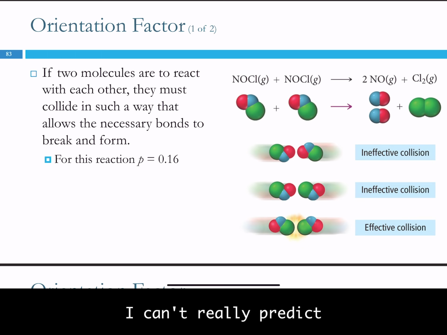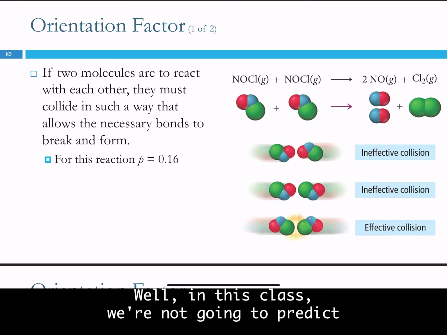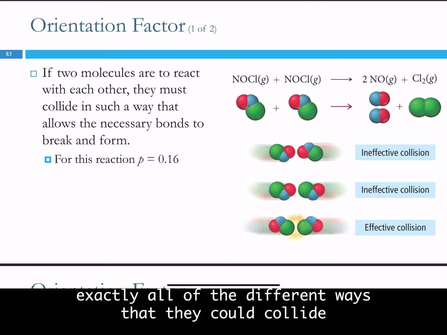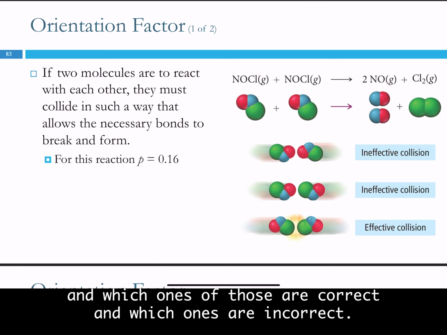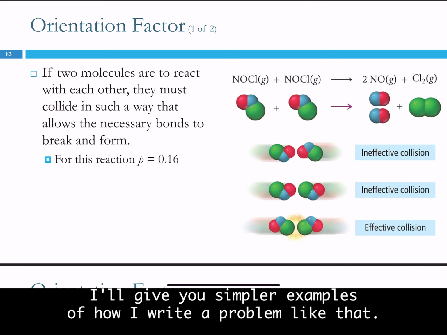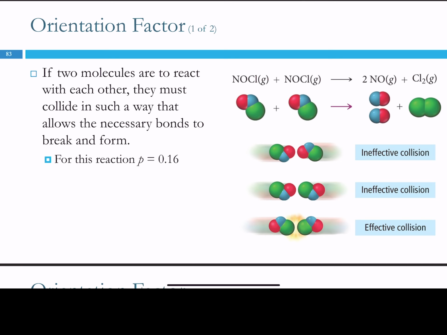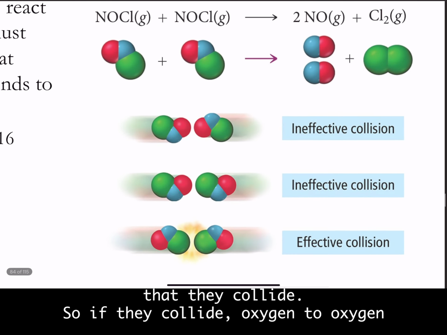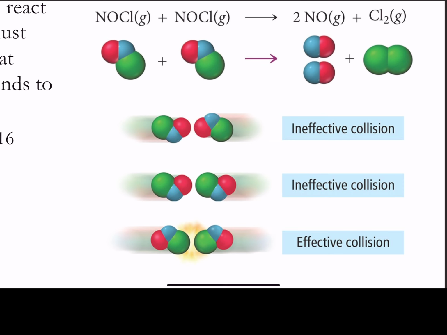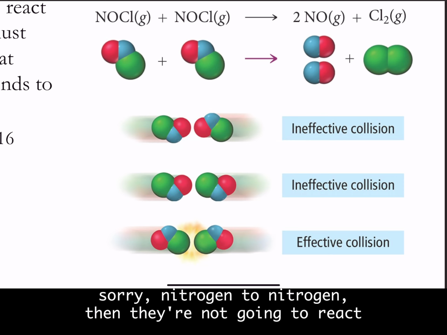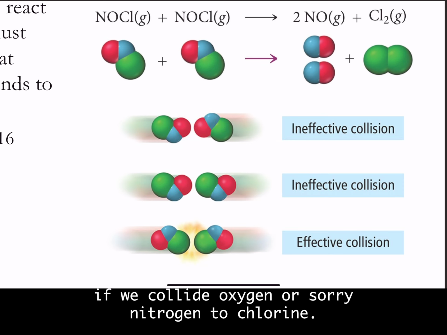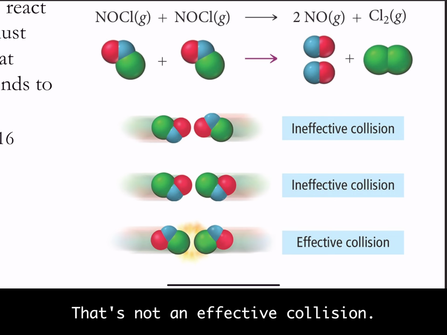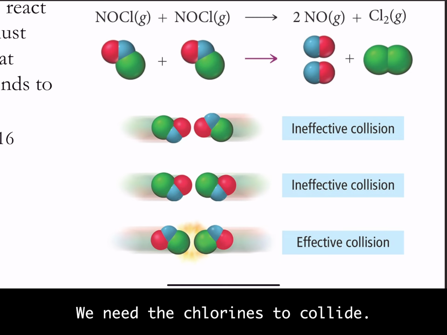Now you can't really predict exactly all of the different ways. In this class, we're not going to predict exactly all of the different ways that they could collide and which ones of those are correct and which are incorrect. I'll give you simpler examples if I write a problem like that. But in this case, we can look at a few different ways that they collide. If they collide nitrogen to nitrogen, then they're not going to react. If we collide nitrogen to chlorine, that's not an effective collision. We need the chlorines to collide.